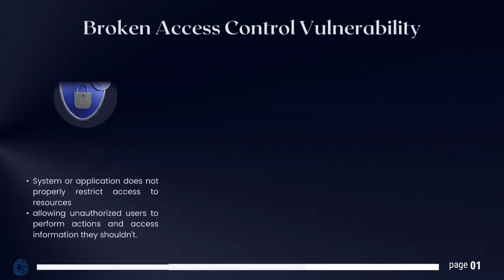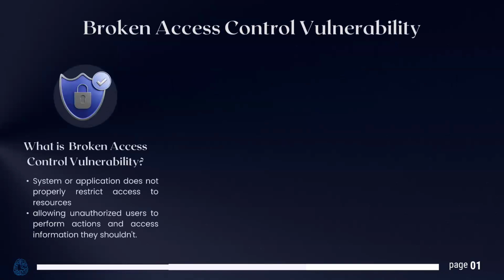So let's start with the broken access vulnerability. First, what is broken access vulnerability? In simple terms, we can say that something a user is restricted from accessing, they are able to access by getting around specific controls over the system. Let's say it is an admin panel or some premium feature.